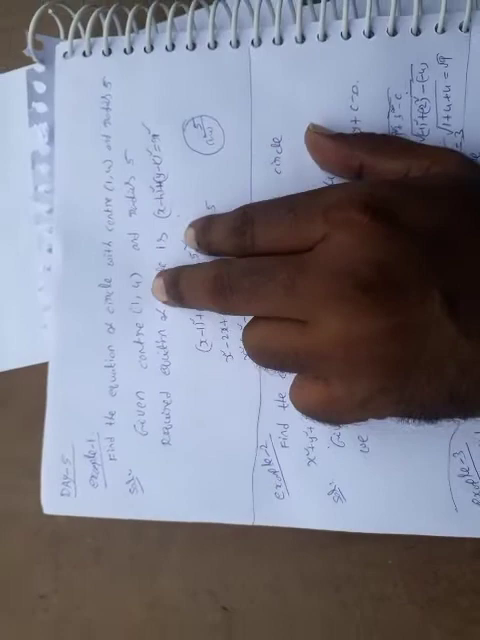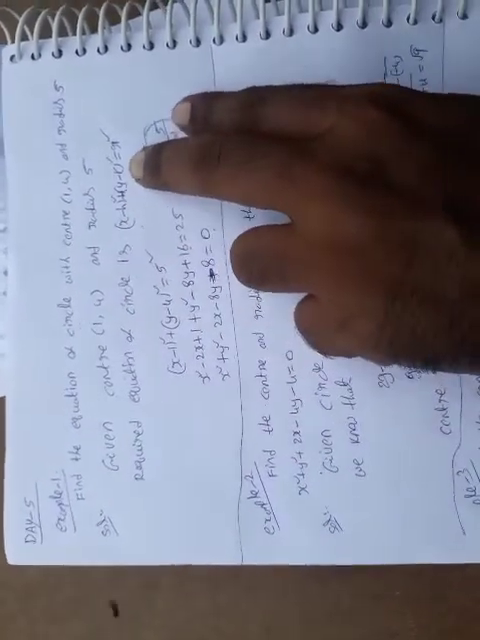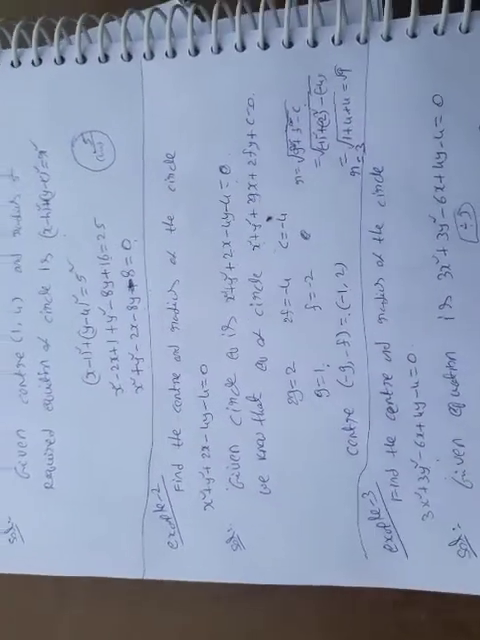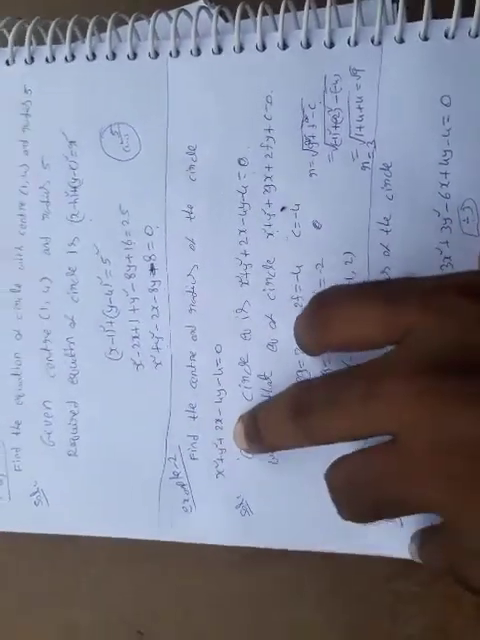In this class, we write that if the center is h comma k and radius is r, then the equation of the circle is x minus h whole square plus y minus k whole square equal to r square. Here, given the circle equation, we find the center and radius.